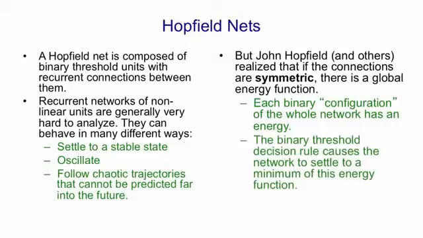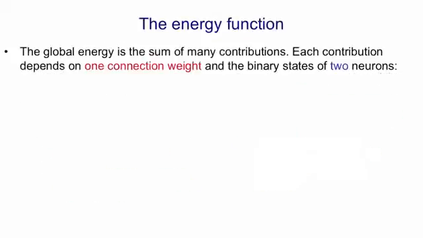The thing that Hopfield realized is that if you set up the right energy function, the binary threshold decision rule is actually causing the network to go downhill in energy. And if you keep applying that rule, it'll end up in an energy minimum. So everything's controlled by the energy function.